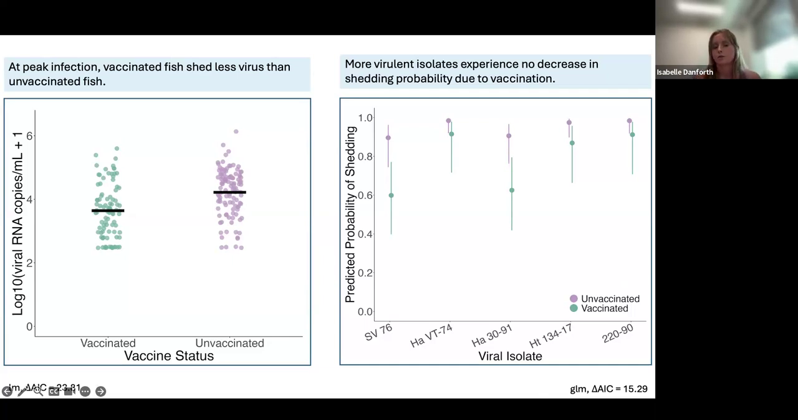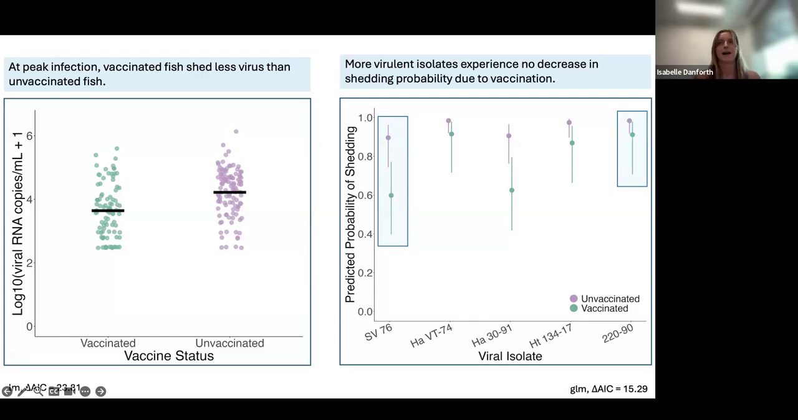So I want to draw your attention to the low virulence isolate SV76, where you can see that the unvaccinated fish are significantly more likely to shed than the vaccinated fish. But that's not the case when we look at the high virulence isolate, where we see that there's no difference in the probability of shedding.